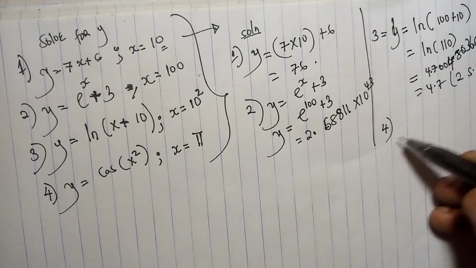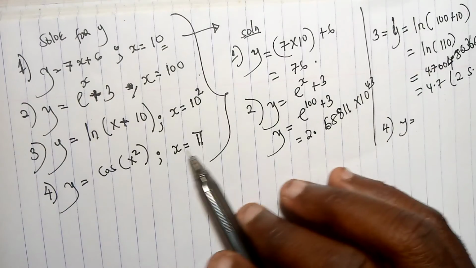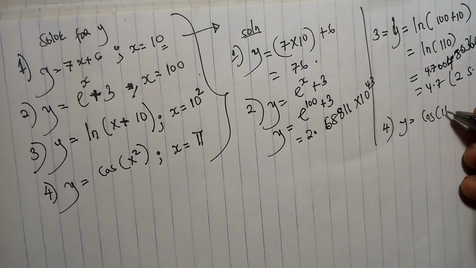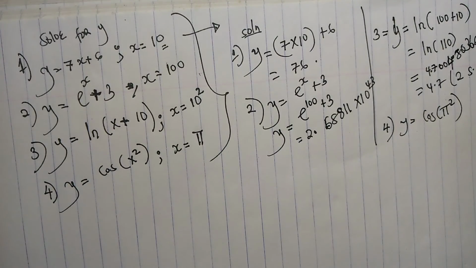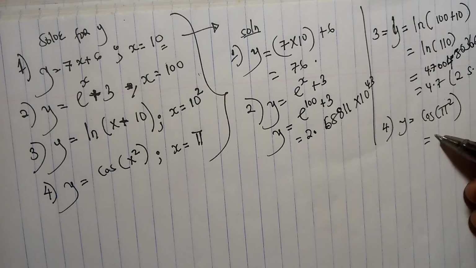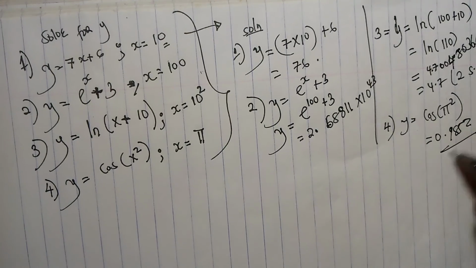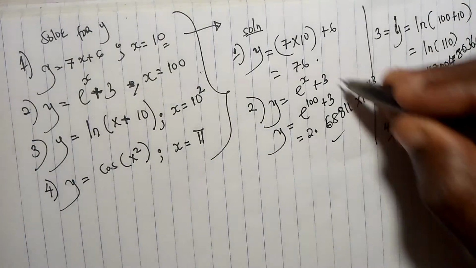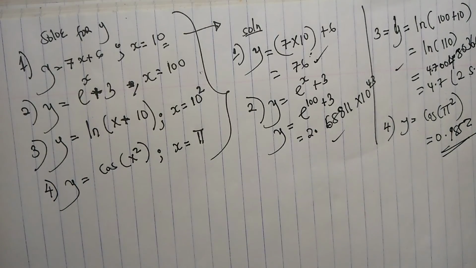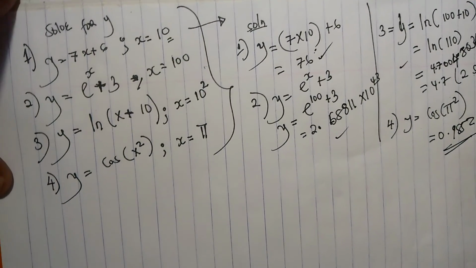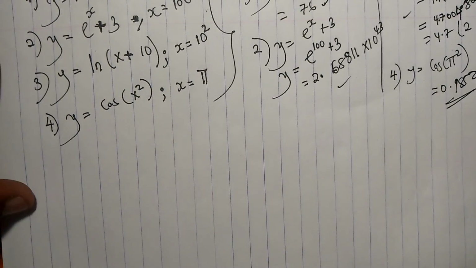So then we go to number 4. y is equal to cos, so it will be cos of pi squared. So this one you can just come here and say y, then shift pi, then square it, then evaluate. So I'm getting 0.9852 as my answer. So be sure to get these answers, and if I've made a mistake, you can always correct me. I'm also a human being. I might be an instructor, but I'm also a human being.